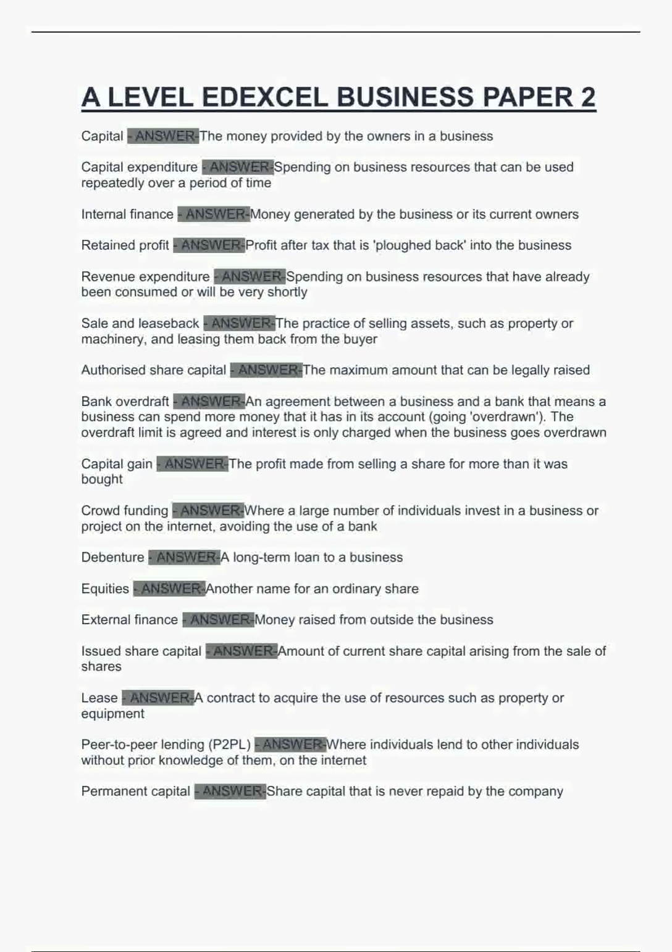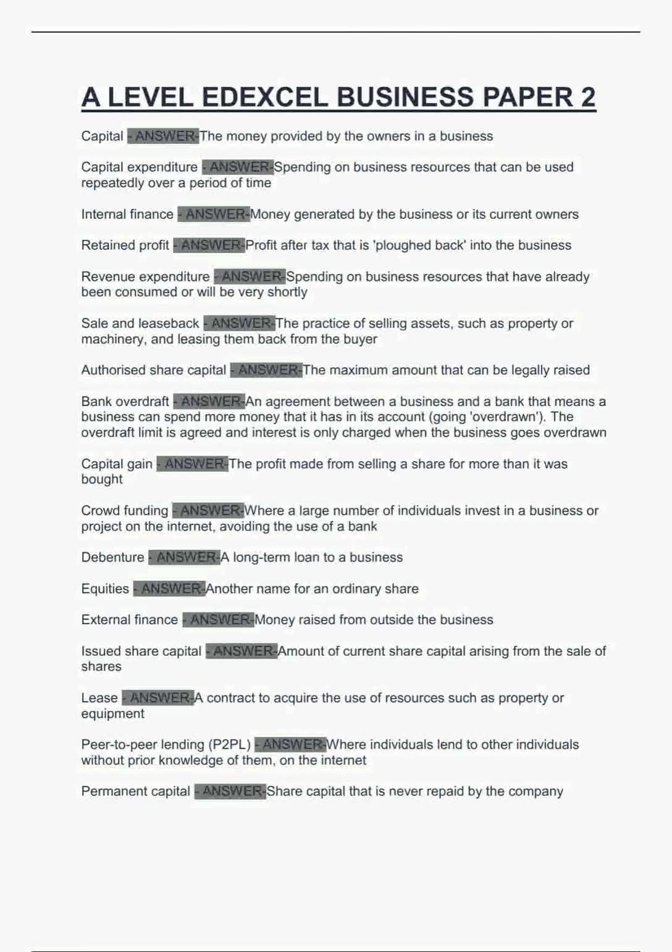Retained profit. Answer. Profit after tax that is plowed back into the business. Revenue expenditure. Answer. Spending on business resources that have already been consumed or will be very shortly. Sale and leaseback. Answer. The practice of selling assets, such as property or machinery, and leasing them back from the buyer. Authorized share capital. Answer.